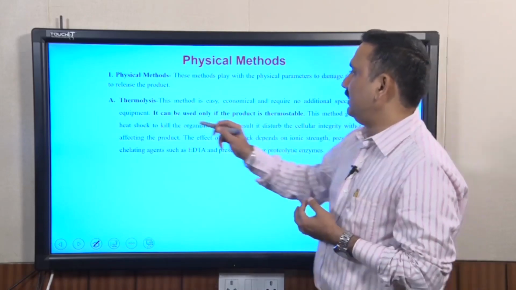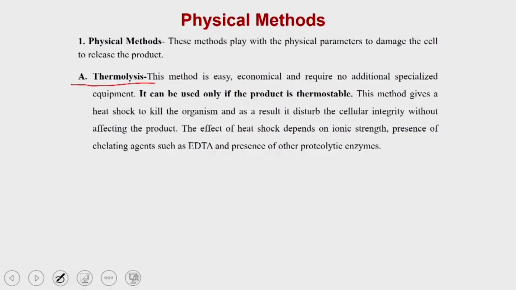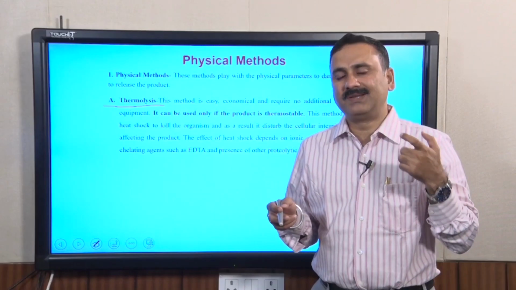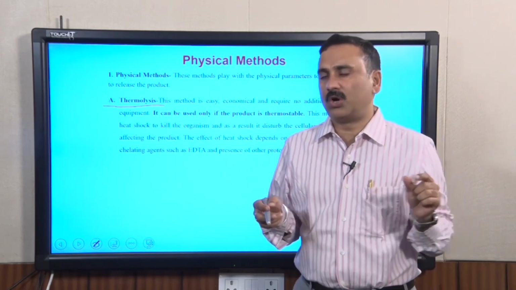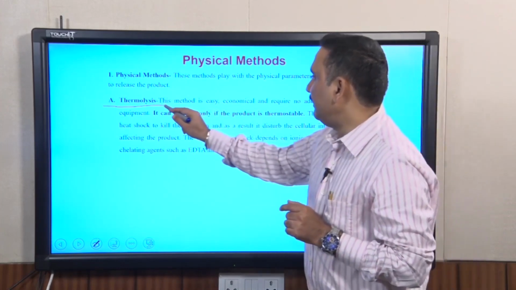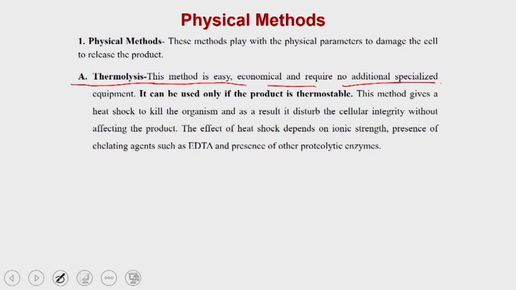The first method we are going to discuss is thermolysis. As the name suggests, thermolysis means that you give thermal stress, which means you vary the temperature of that particular cell in a very short span of time, and that process is known as heat shock. This method is very easy, economical and requires no additional specialized equipment, which means you can simply do thermolysis with an incubator or a water bath, which can give you a precise temperature.